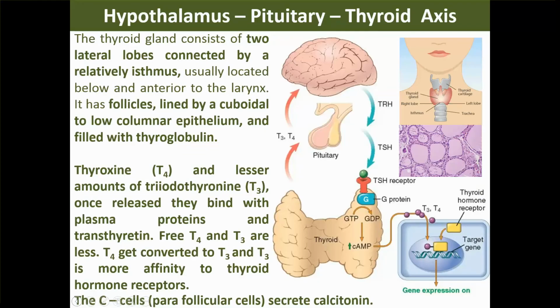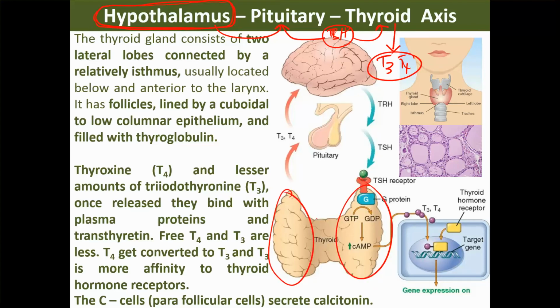As usual, you know our style of lecturing: we'll start with basics, and we already discussed in the pituitary that the hypothalamus controls the pituitary gland, and the pituitary gland releases thyroid stimulating hormone, which goes and stimulates the thyroid gland, and they release T3, T4. Okay, so now let's see the thyroid gland. It has two lobes connected by the isthmus.